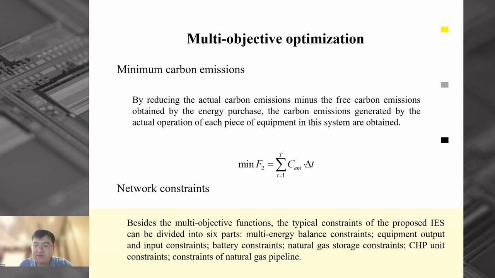And the other objective optimization is the minimum carbon emissions. By subtracting the free carbon emissions obtained by the energy purchase from the actual carbon emissions, the carbon emissions generated by the actual operations of each piece of equipment in the system can be obtained. And last but not least is the network constraints. These constraints may include the multi-energy balancing constraints, equipment output and input constraints, battery constraints, natural gas storage constraints, CHP constraints, and also the constraints of natural gas pipelines.